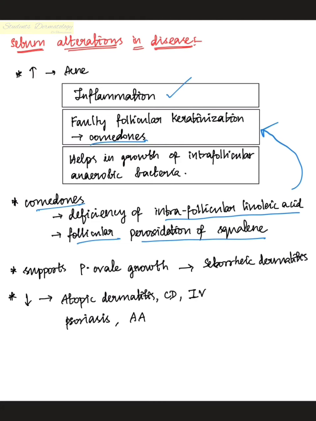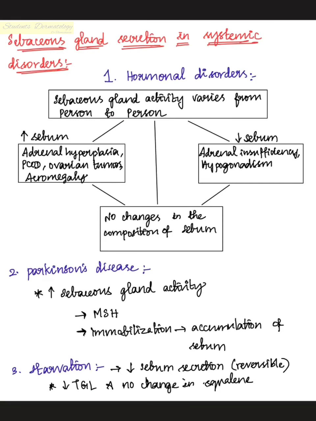And then in conditions like seborrheic dermatitis, which we saw already, there will be no increase in the amount of secretion, but it supports the growth of Pityrosporum ovale, hence plays an important role in seborrheic dermatitis. Next, in conditions like atopic dermatitis, contact dermatitis, ichthyosis, psoriasis, alopecia areata, etc., the sebaceous gland activity is decreased. You can say the sebaceous gland activity gets decreased in conditions with dry skin, like atopic dermatitis or ichthyosis.